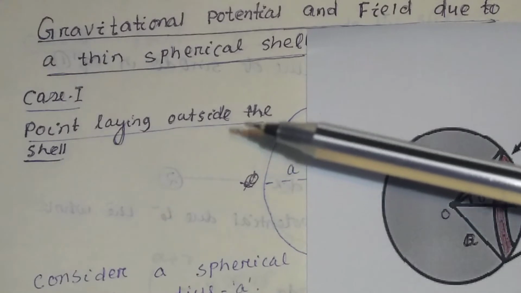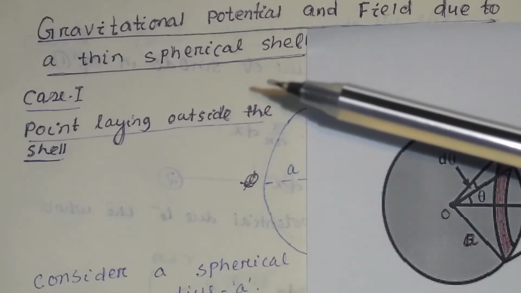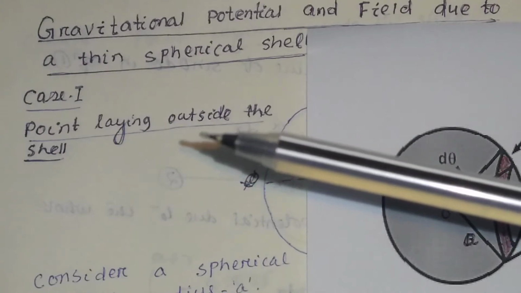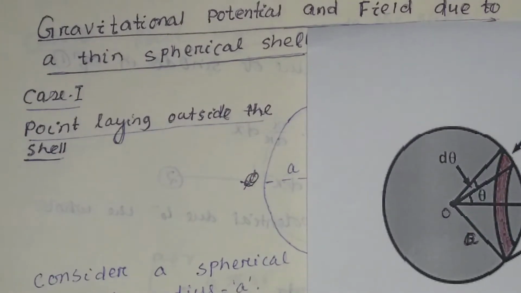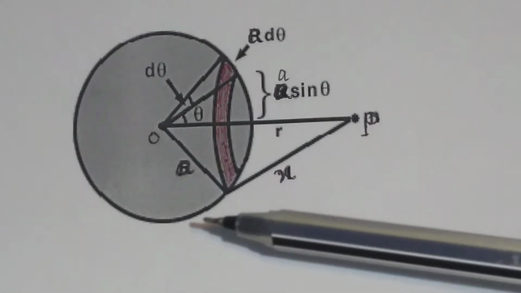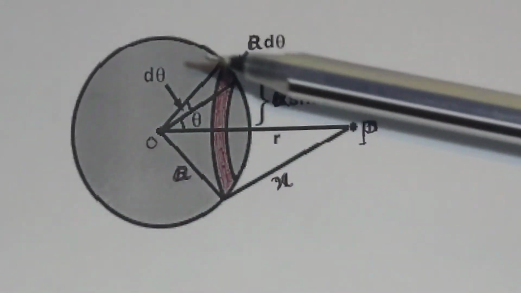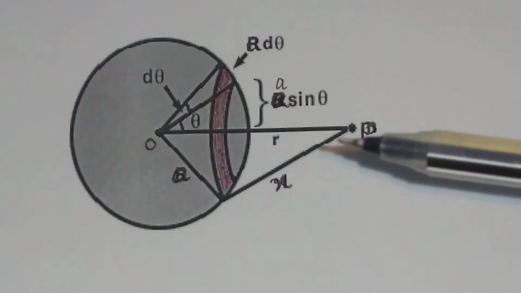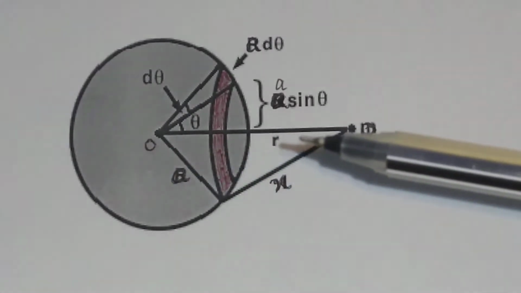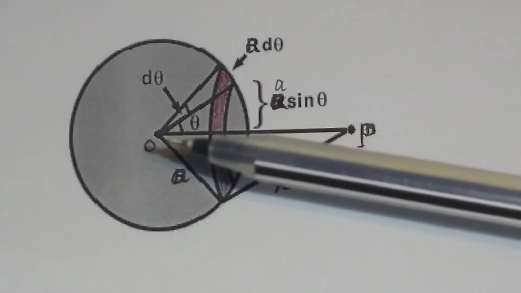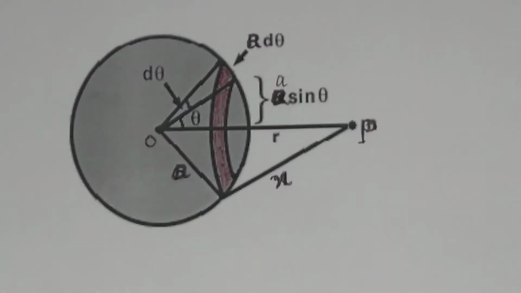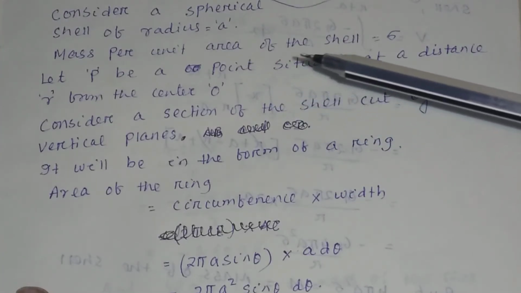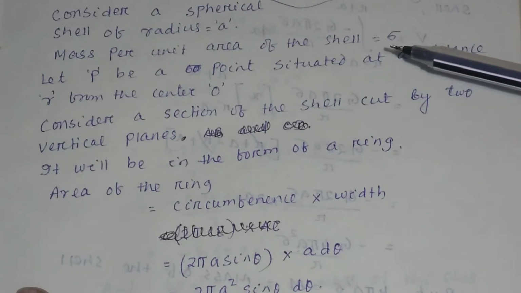First, we will find out the gravitational potential and field due to a thin spherical shell for a point lying outside the shell. So this is a spherical shell of radius a, and this is a point P which is situated at a distance r from the center of the spherical shell O. Suppose the mass per unit area of this shell is equal to sigma.